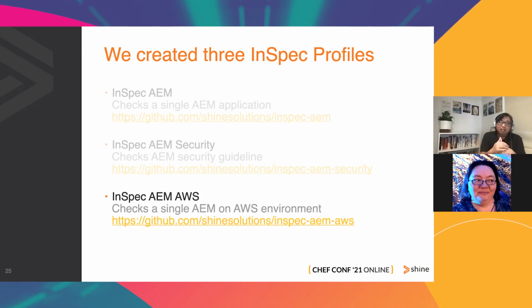It doesn't know whether it's using AWS as the cloud provider or any other cloud providers. On the security side, it only cares about security, right? So on the inspect AEM AWS, it is the implementation about the AWS layer, but not so much on the AEM configuration itself. So we introduced these 3 domains, we open source them.